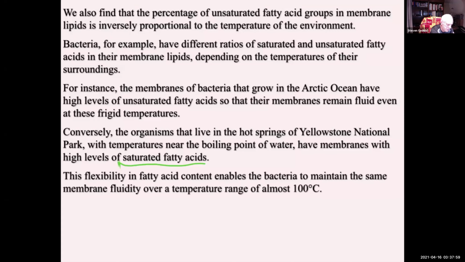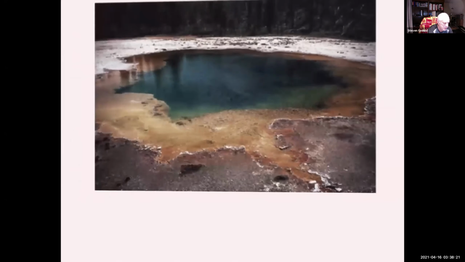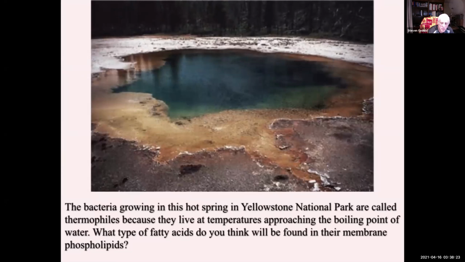This flexibility in fatty acid content enables bacteria to maintain the same membrane fluidity over a temperature range of almost 100 degrees. So if one bacterium is at 0 degrees centigrade and one's at 100 degrees centigrade, they're still going to have the same flexibility. That's what's allowed by the ratio between unsaturated fatty acids and saturated fatty acids. Bacteria growing in Yellowstone National Park are called thermophiles, because it's really hot in there.